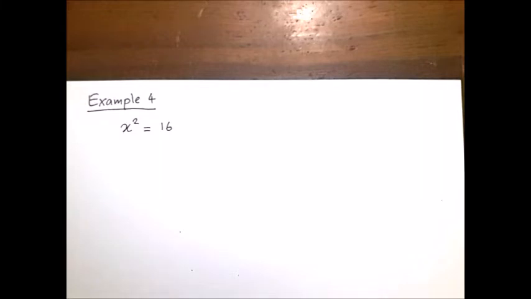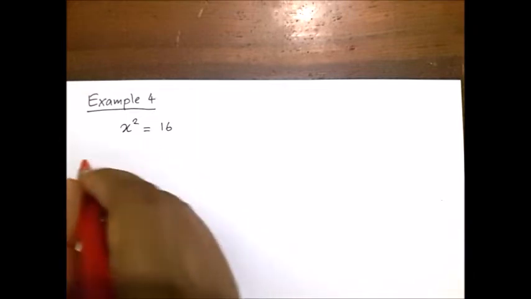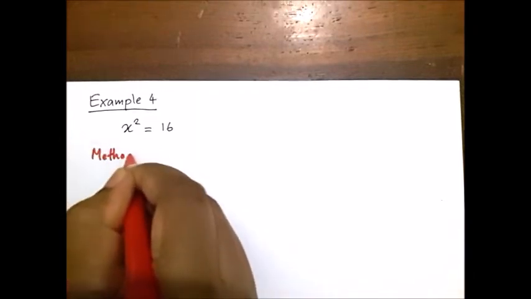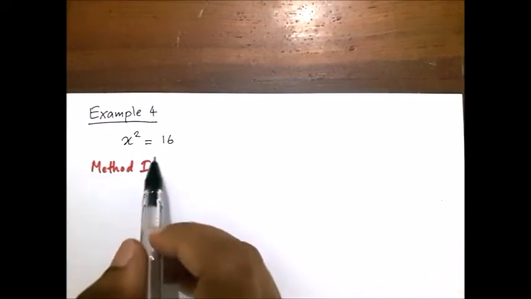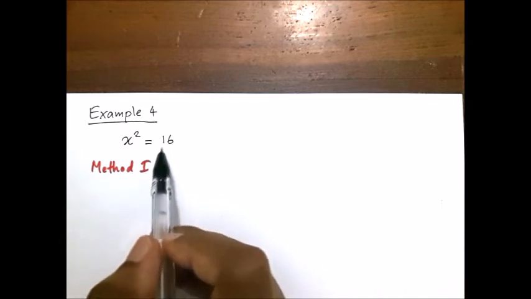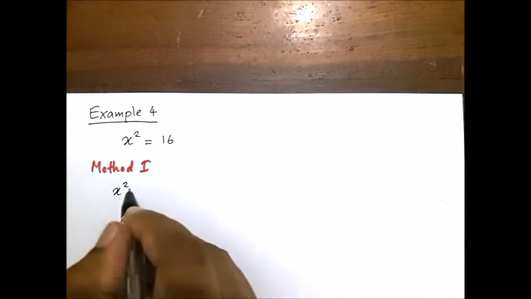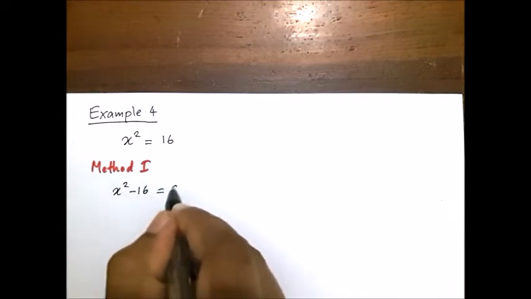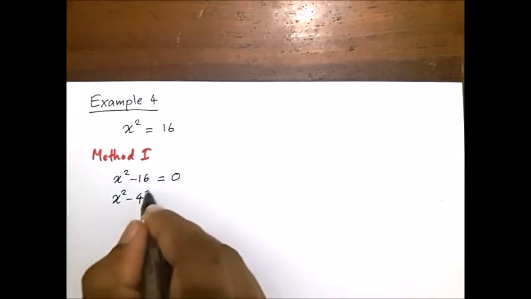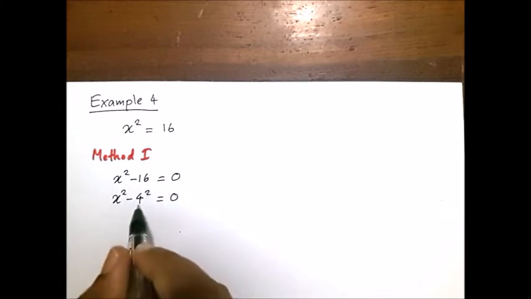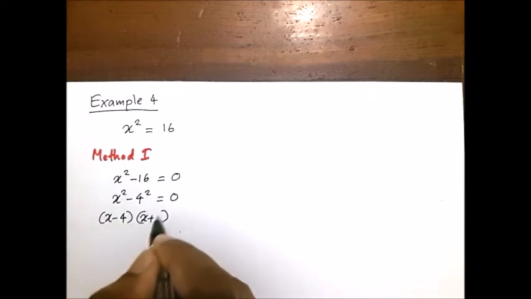Look at the fourth example. x to the power 2 equals 16. Here I am going to teach you two methods to solve this equation. As in the earlier method, arrange one side of this equation as 0. So take 16 to the left hand side. x to the power 2 minus 16 equals 0. Here 16 you can write as a square, 4 to the power 2. Now this is a difference of two squares. You can write the factors as (x minus 4) and (x plus 4).